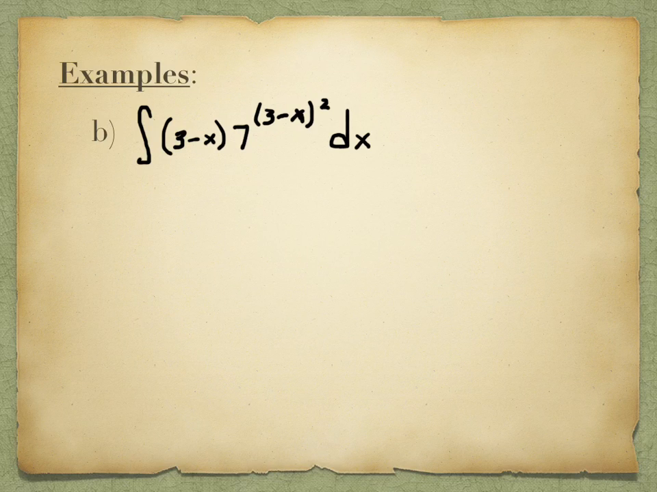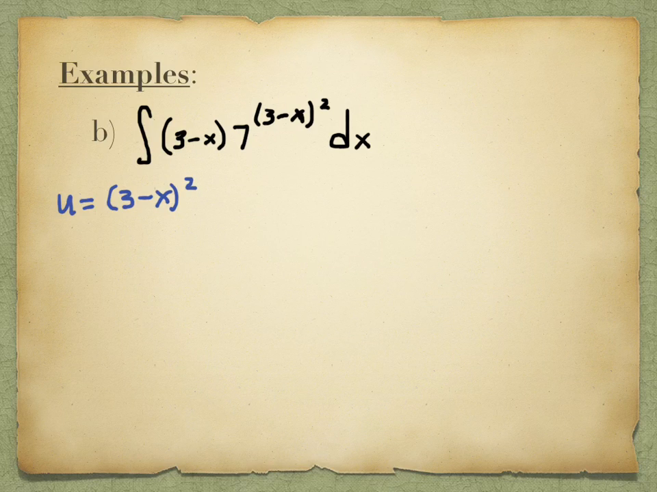Okay, we've got one more. I've got the integral of (3 minus x) times 7 to the (3 minus x) quantity squared. What would you like to try? Well, u substitution is the most popular thing, right? And what would u be? It's actually going to be (3 minus x) squared.